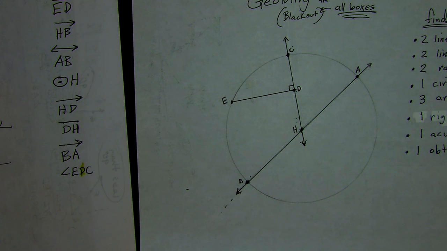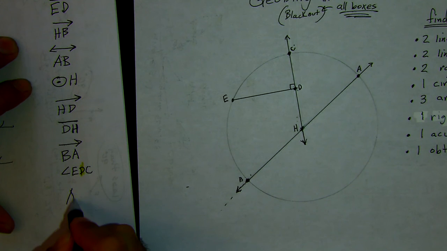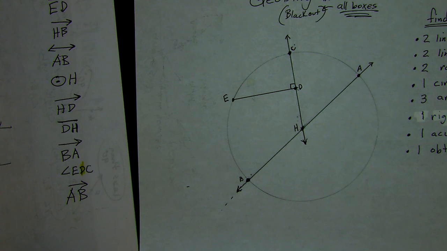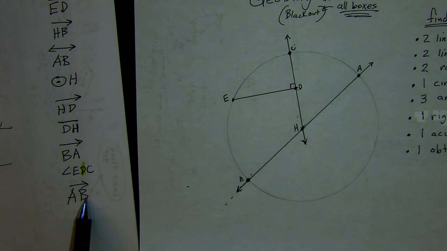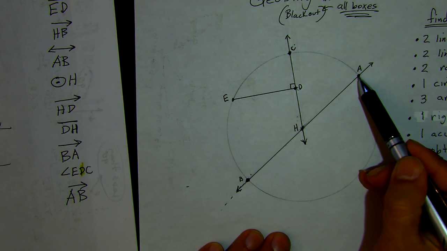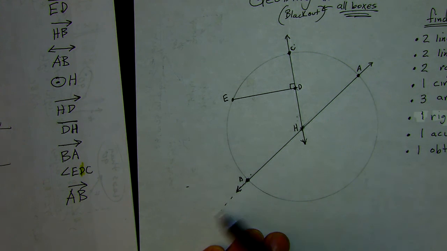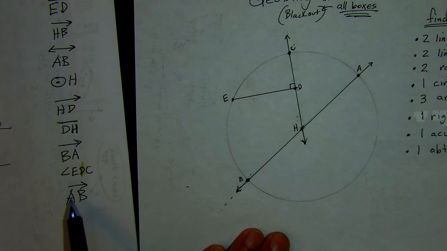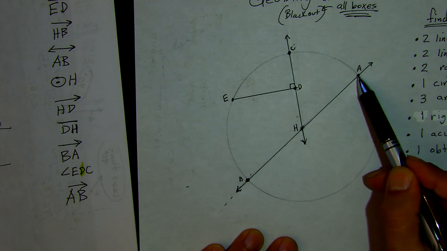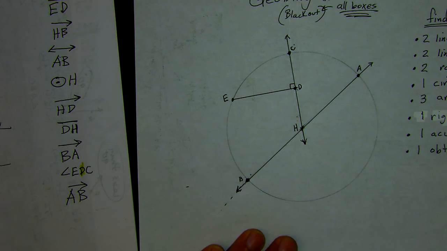All right, let's go with Ray AB. Ava Bien, you're back. Ray AB. Where's A? Here's A. Starts at A. What does it do? Goes through B and keeps going forever. The endpoint is always where there's no arrow. A is the endpoint. And what does it do? Goes through B, keeps going forever.